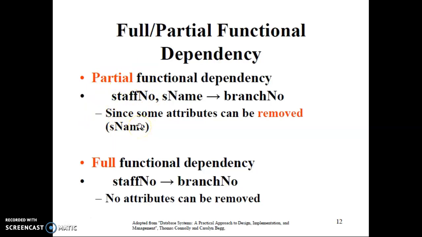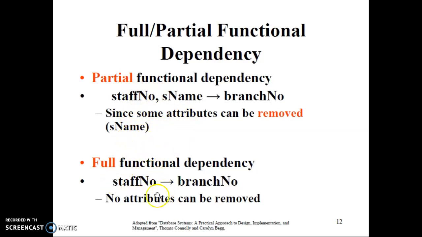That is, if some attributes from the left hand side like S name are removed, even then the branch number value can be determined by knowing the staff number attribute value itself. Even when S name is removed from these two determinants on the left hand side, the branch number value can be identified just by knowing the staff number itself. This is called a partial functional dependency.